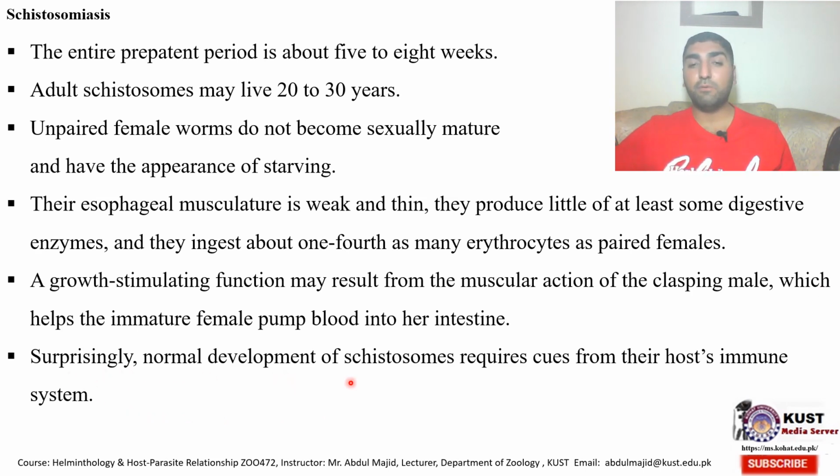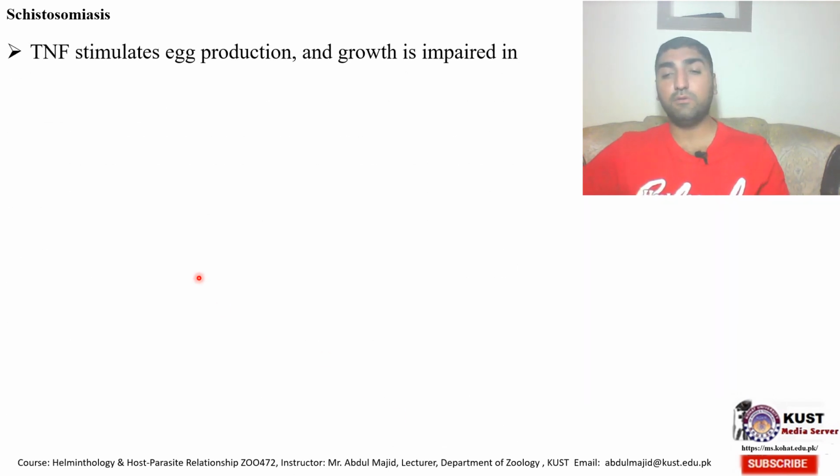Surprisingly, the normal development of schistosomes requires cues, meaning help, from their host immune system. Without the facilitation of the host immune system, normal schistosome development is not possible. And how it happens, you can see here. TNF stimulates egg production, and growth is impaired in IL-7 deficient mice. So if IL-7 is not present, the growth will be impaired, and TNF stimulates the egg production of the schistosomes.